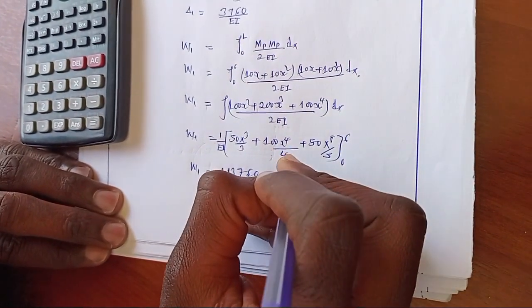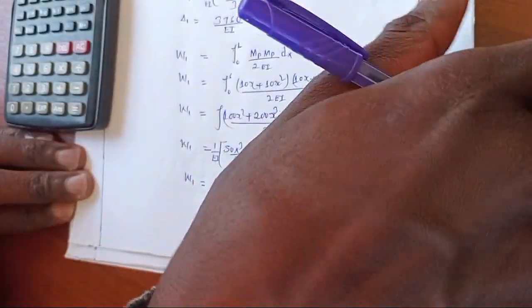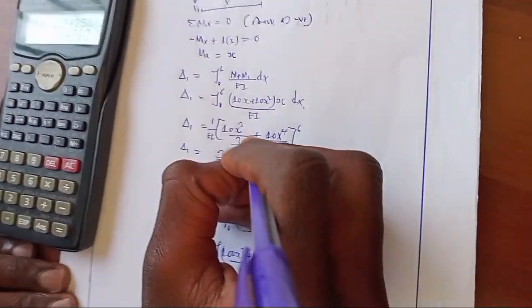A joule is a unit of energy. This is deflection, its unit is meter.